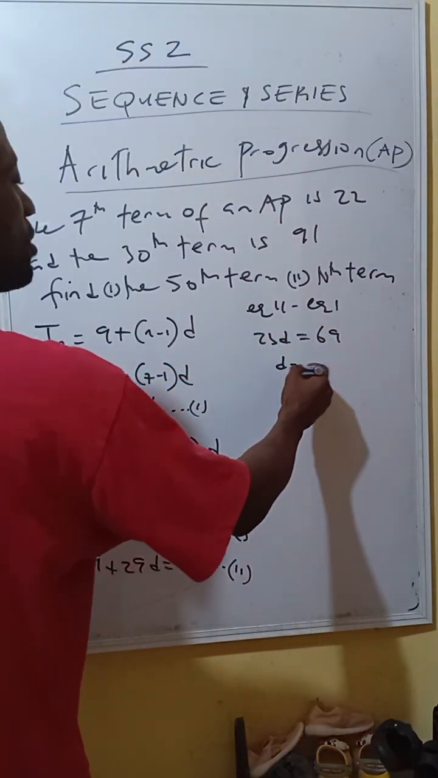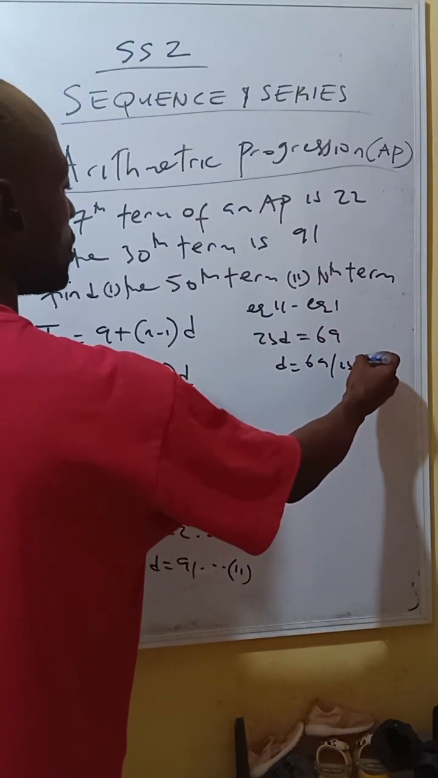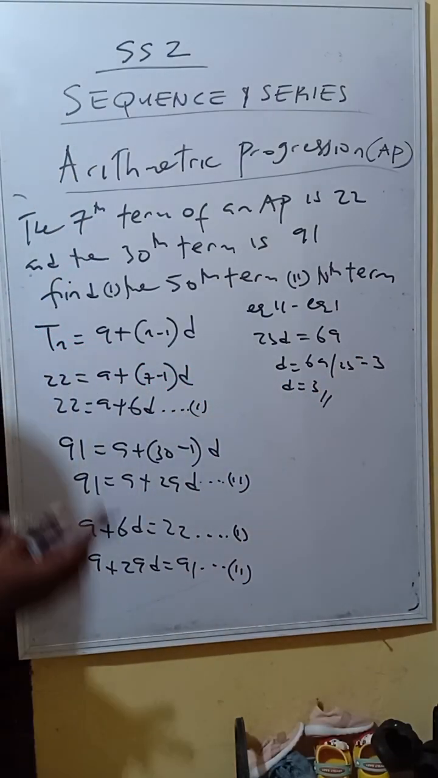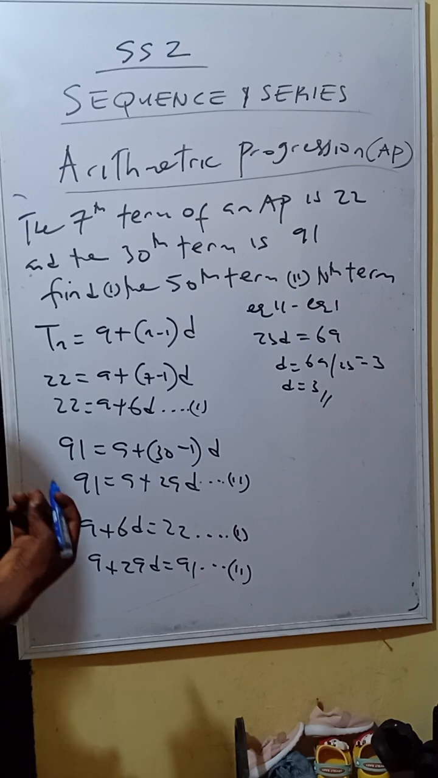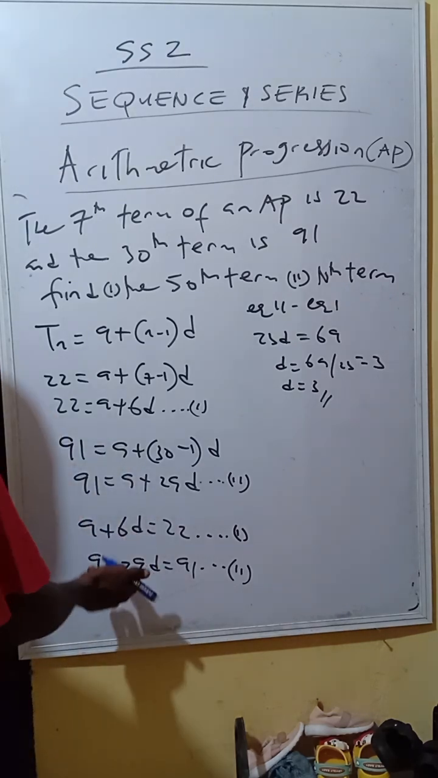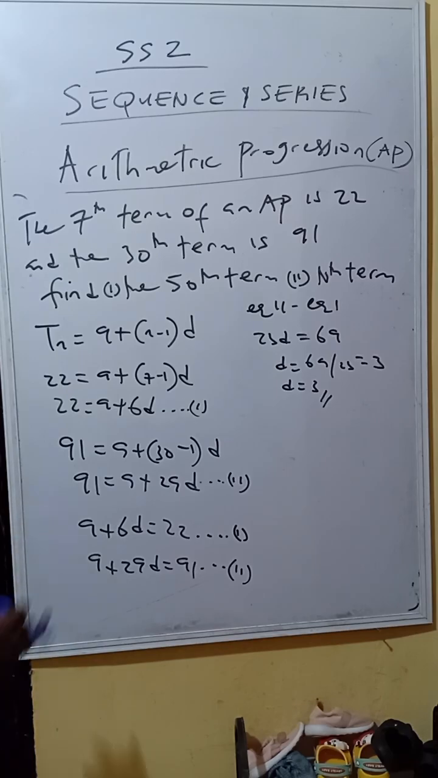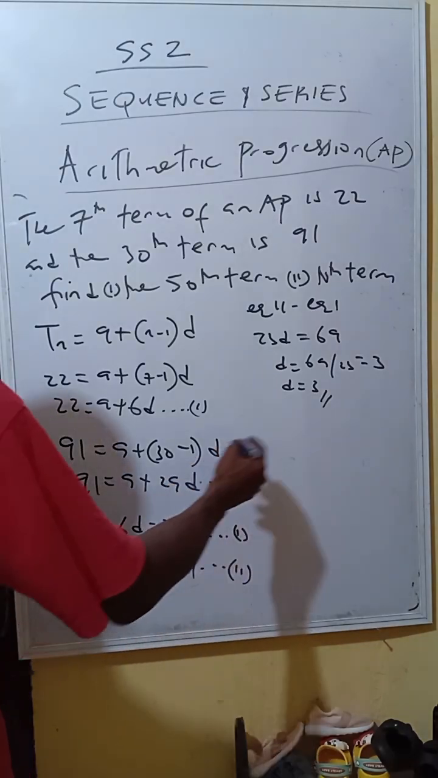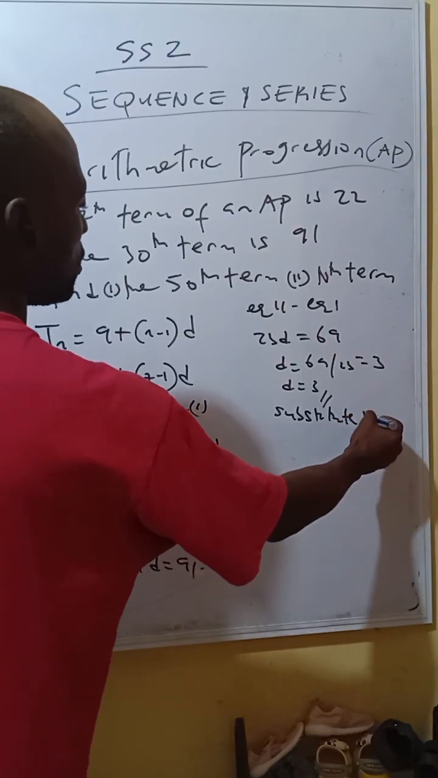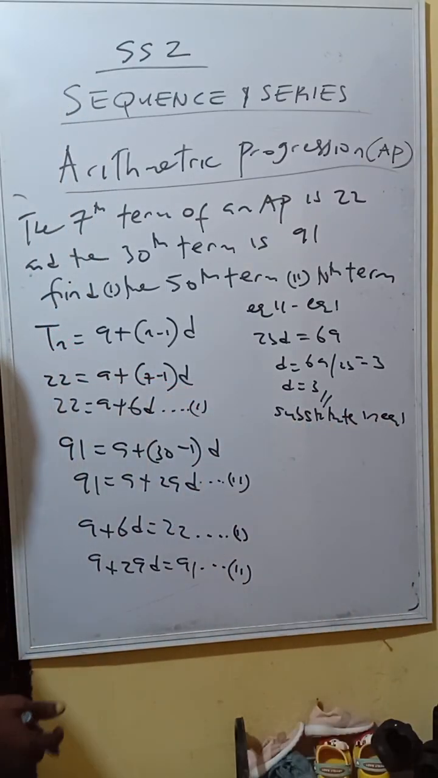From this, I can get D to be 69 divided by 23, which is 3. So D is 3. I've gotten the common difference to be 3. Now, since the common difference is 3, I can substitute it in any of these equations to get A. So let me substitute it in equation 1.